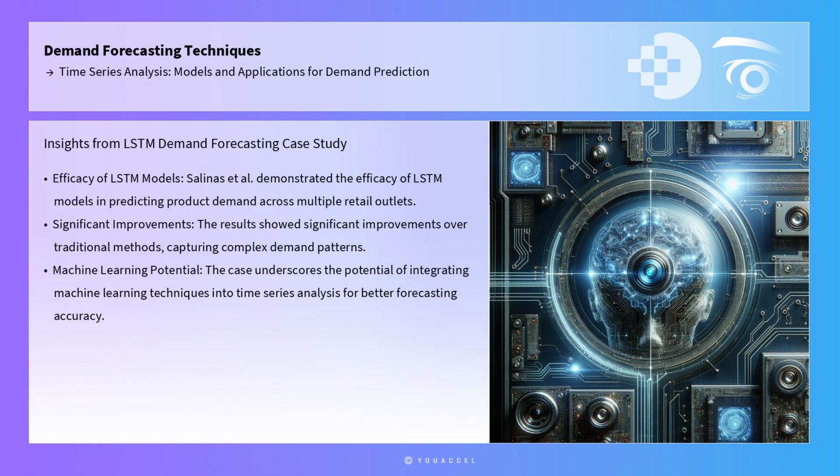A compelling case study illustrating the efficacy of LSTM models in demand forecasting is provided by Salinas et al., where the authors applied an LSTM-based approach to predict product demand across multiple retail outlets. The results demonstrated significant improvements over traditional methods, with the LSTM model capturing complex demand patterns that were previously unrecognized. This case underscores the potential of integrating machine learning techniques into time series analysis to enhance forecasting accuracy and inform strategic supply chain decisions.